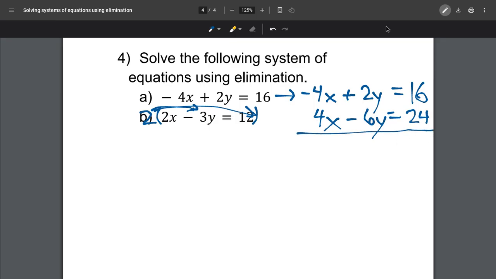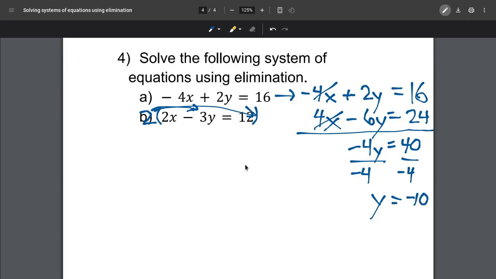Okay, so when we do this, the x's will cancel. 2y minus 6y is negative 4y. 16 plus 24 is going to be 40. So now we'll divide both sides by negative 4. And we'll get y is equal to negative 10.